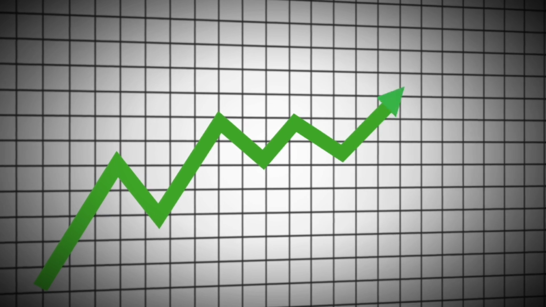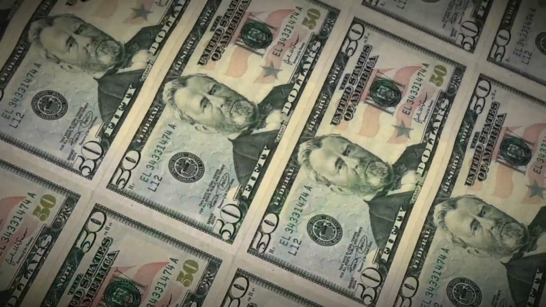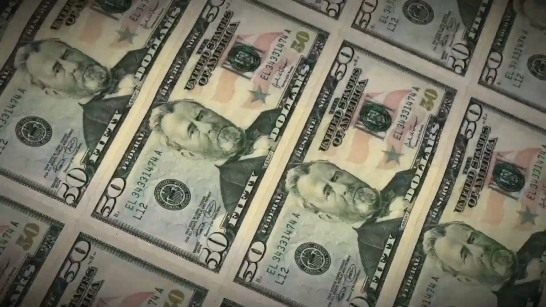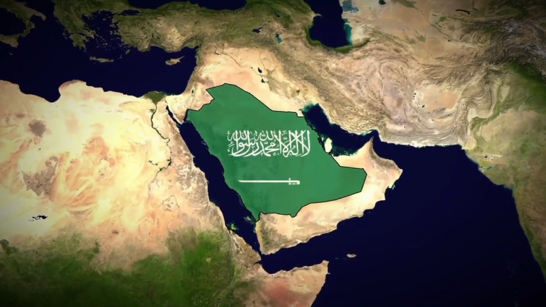So why did the US dollar become the international currency? One word: stability. The US economy was the most stable and robust at the time, and the dollar, backed by gold, was seen as a safe and reliable medium for international transactions. But there was another factor: oil.